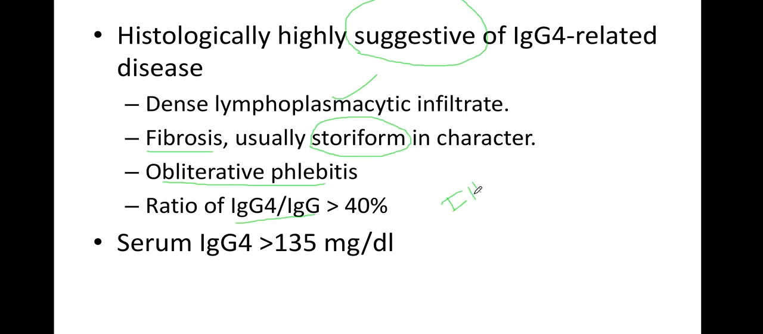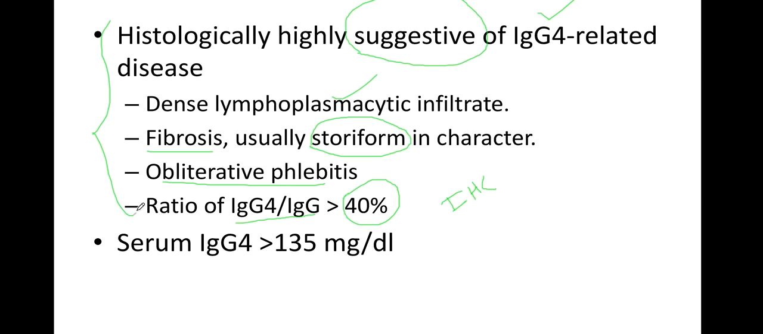I'm going to do an immunohistochemistry for IgG4 and IgG. When the ratio is greater than 40%, which means the predominant plasma cells in this biopsy are secreting IgG4, then yeah, I'm sure the diagnosis is IgG4 related disorder.